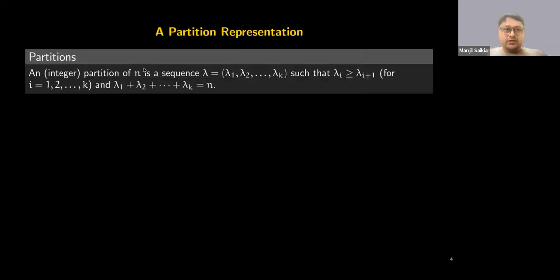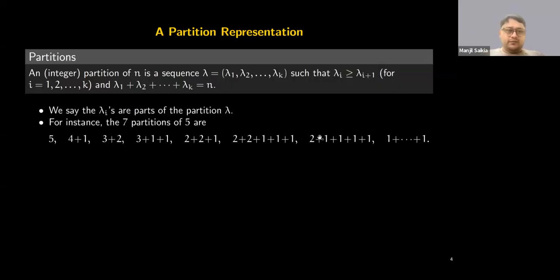For completeness, this is the definition of an integer partition. An integer partition of n is a sequence lambda such that lambda 1 is greater than or equal to lambda 2 and lambda 2 is greater than or equal to lambda 3 and so on. And if you sum up all the lambda i's and get n, then we say that lambda is an integer partition of n. And the lambda i's are called the parts of the partition.